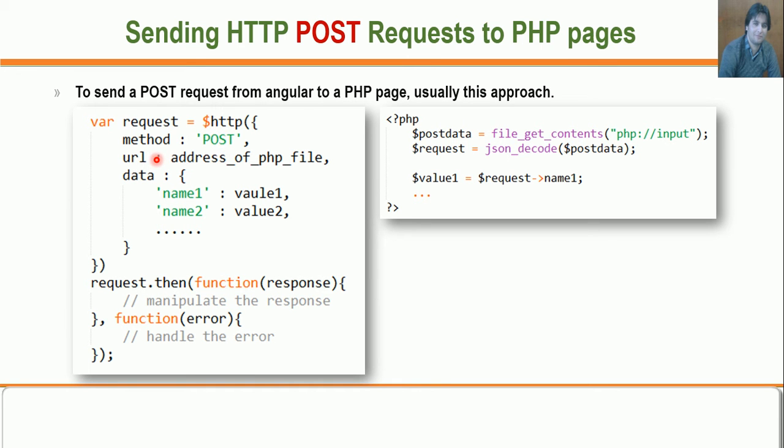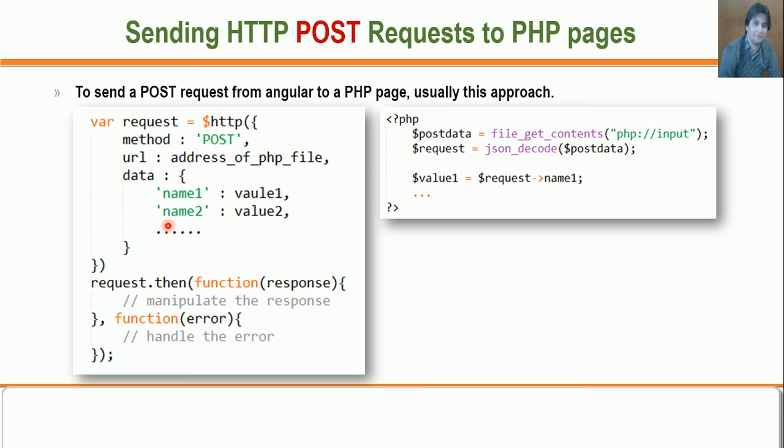The second thing is the URL. The URL is the address of the PHP file to which we are going to send the data. And the third thing is the data, the form data or the data we want to send to the PHP file. And the data is usually sent as an array, in which each object is sent as a name value parameter or name value object.